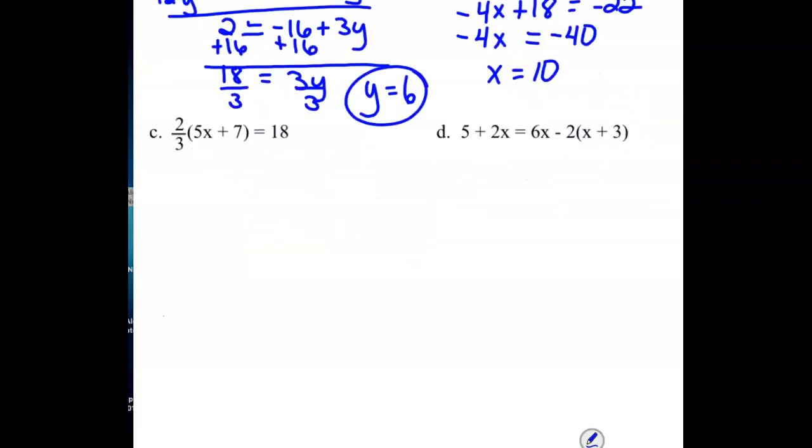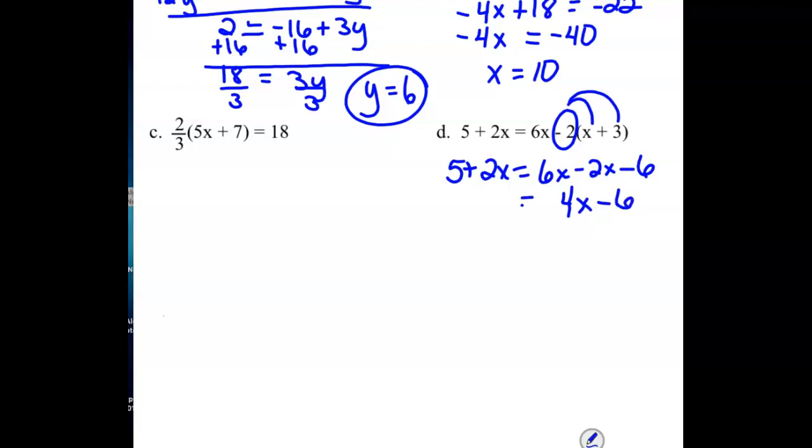All right. We're going to go ahead and do D next. I want to save part C for a second. I'm going to distribute again a -2. When I do that, I have a -2x minus 6. Combining like terms, I have 4x minus 6.